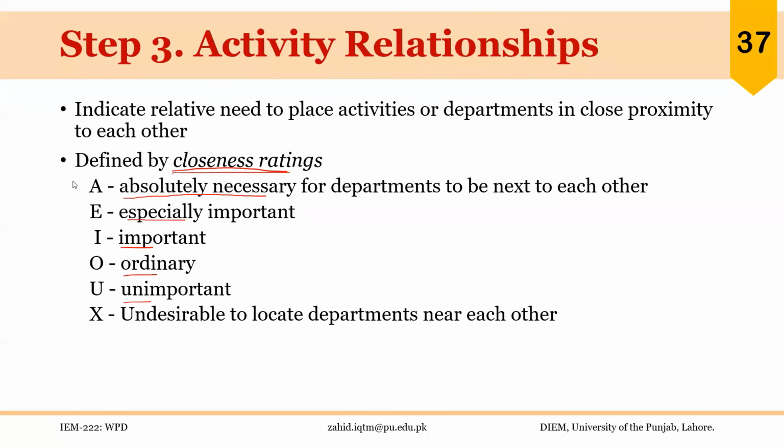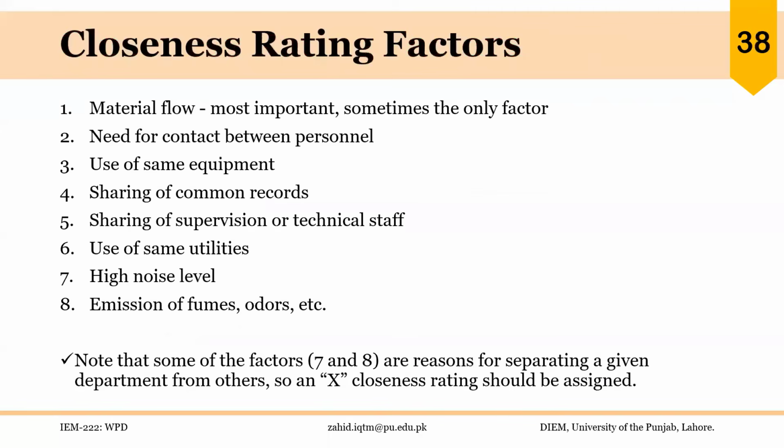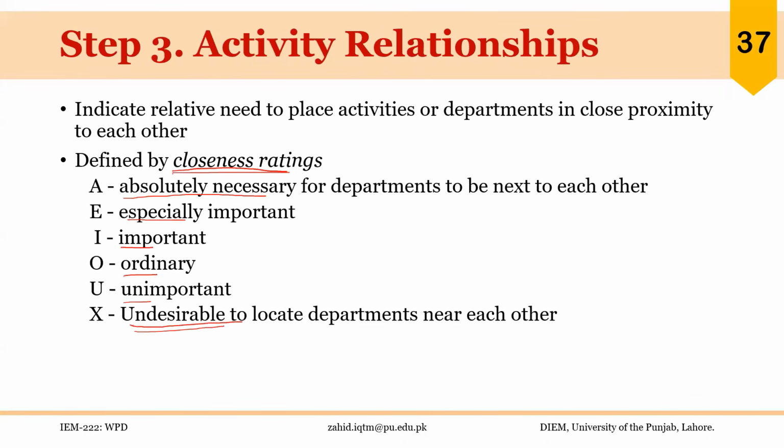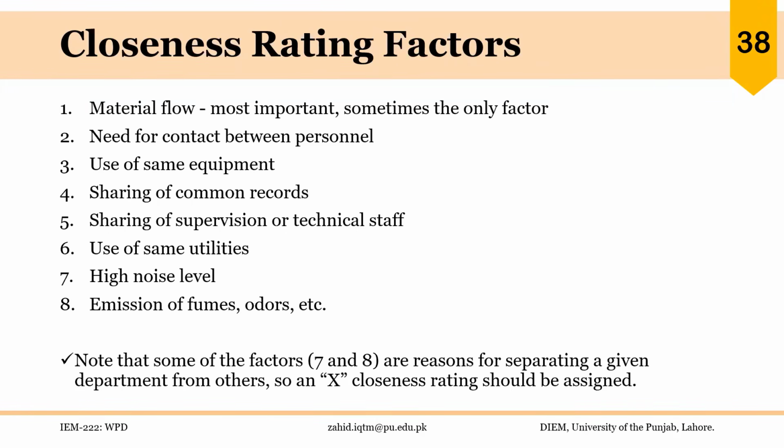So you could say that it is something like a scale of 1 to 5. A for 5, E for 4, then 3 to 1, something like that. X is undesirable to locate departments near each other. So in this case, if we are assigning an X rating, then those two departments should not be adjacent to each other. We will see how we can use this rating. But first we have to ask, on which factors does this closeness rating depend? There are different factors. Perhaps the most important is material flow.